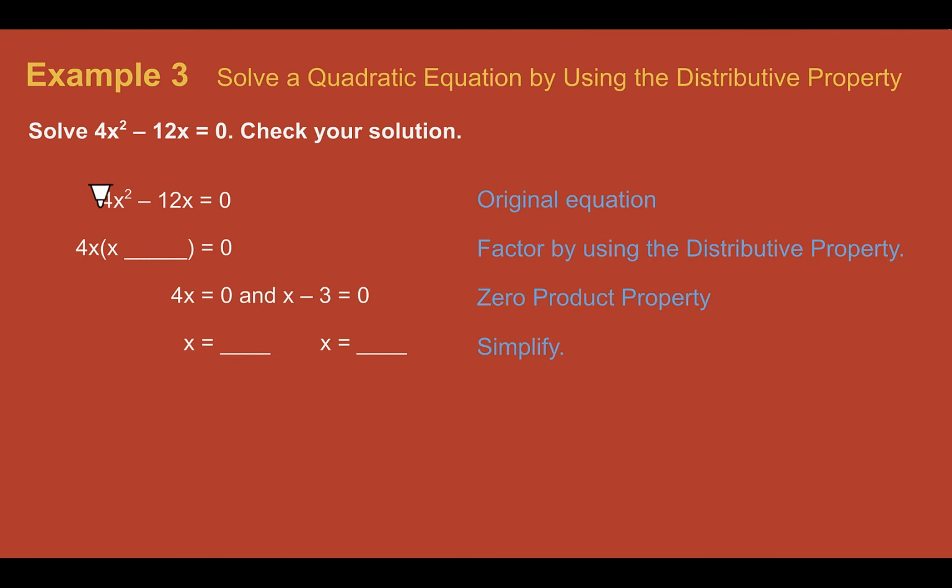For that, we can take out a 4 from both. They're both divisible by 4, and there's an x in each we can take. So we can take out 4x. What's left? We have x minus 3.